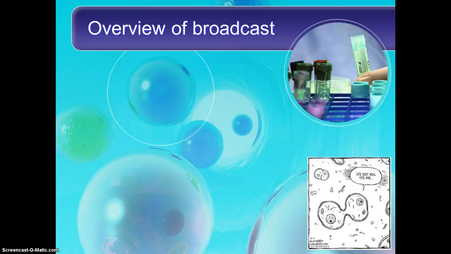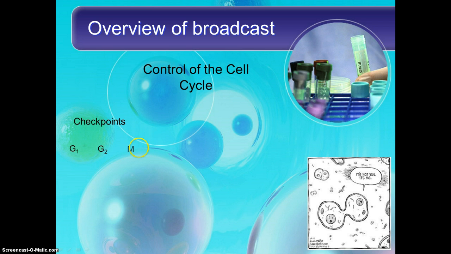In this broadcast, we'll talk about the cell cycle control system and what makes it so special and what makes it work. So it all begins with checkpoints. There are three main checkpoints: the growth 1 phase, the growth 2 phase, and then the mitosis phase finally as it divides into two cells.